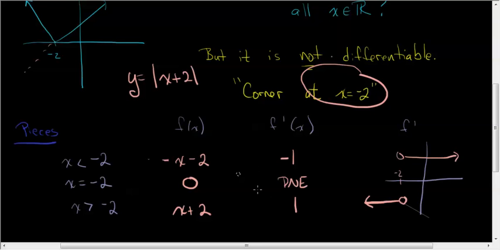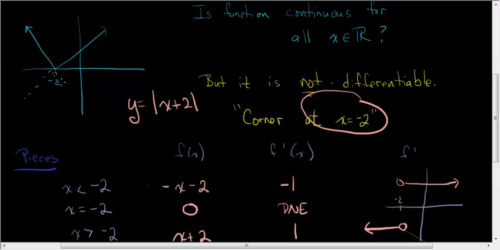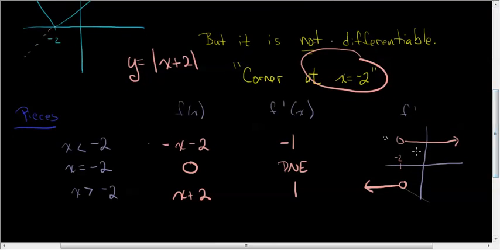So what you see here is the function is continuous, right? I can draw this function without lifting my pen. I can draw that function without lifting my pen. That function is continuous, but it is not differentiable because the derivative is not continuous.